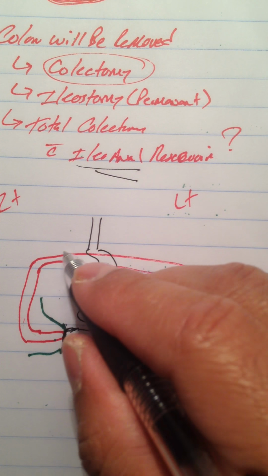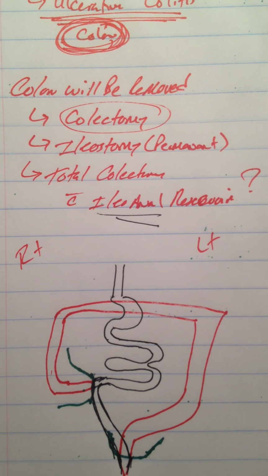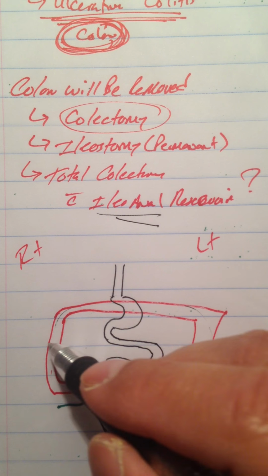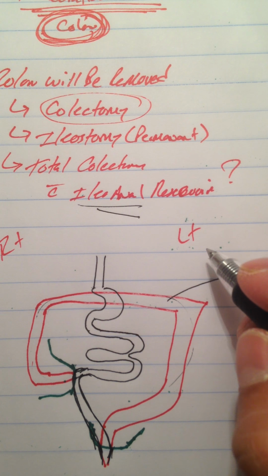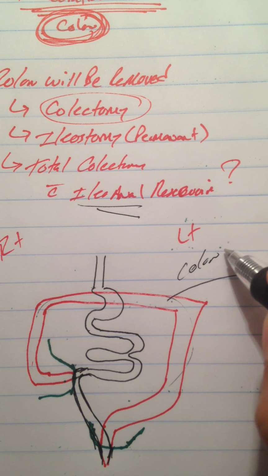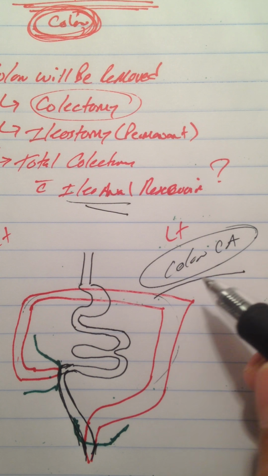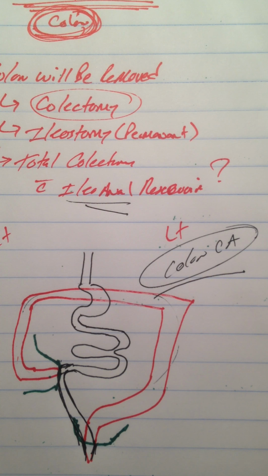And again, the entire colon is removed. Now you're able to do this with ulcerative colitis because, again, remember that ulcerative colitis affects the colon only. So if you remove this, you also remove the chances of that patient getting colon CA. Okay. So that is what an ileoanal reservoir is.